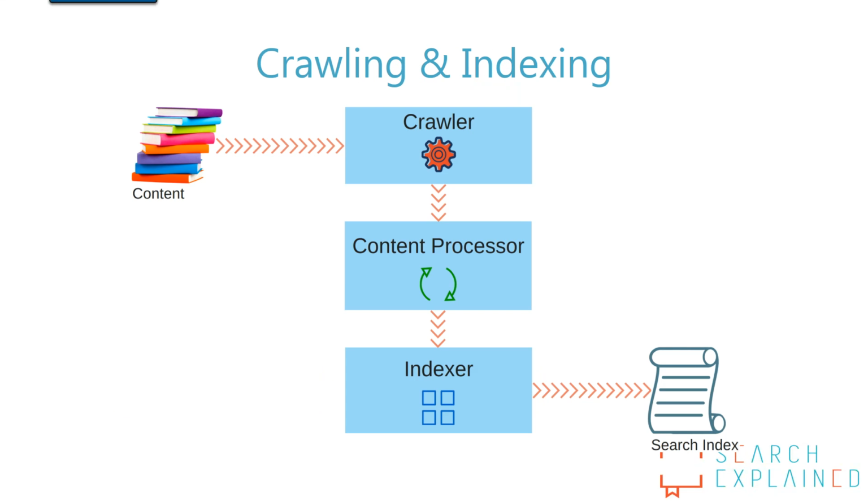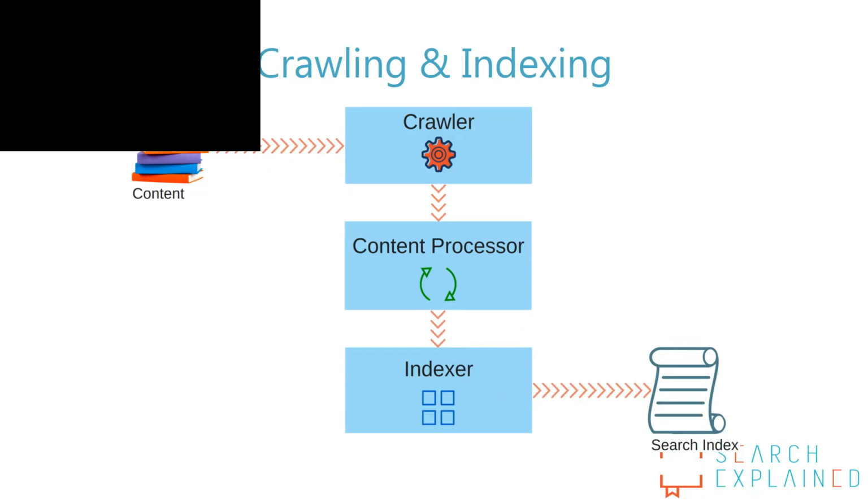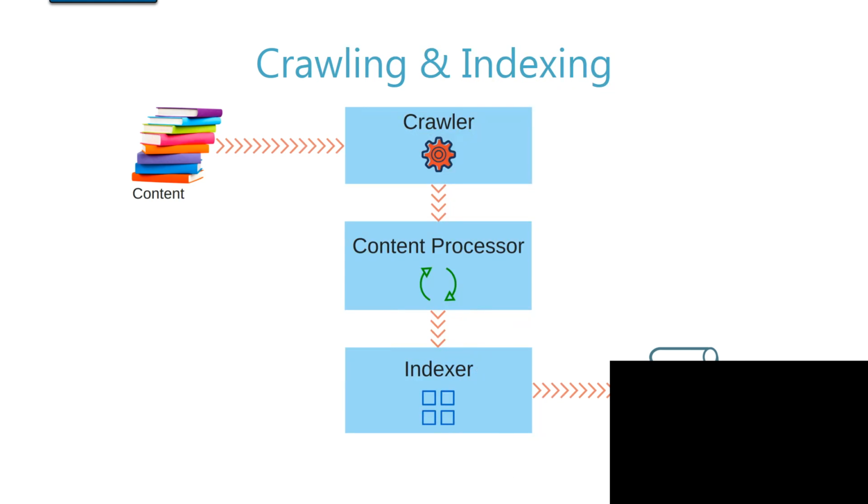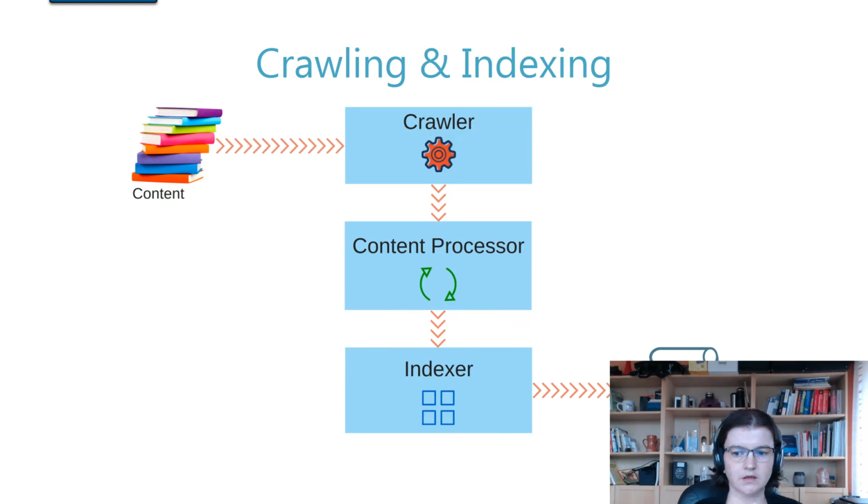This all extraction happens in the content processing phase during the crawling and indexing process. So when you gather the content from the content source and it gets processed and then indexed, in the middle we have this content processing phase, and this is where it all happens.